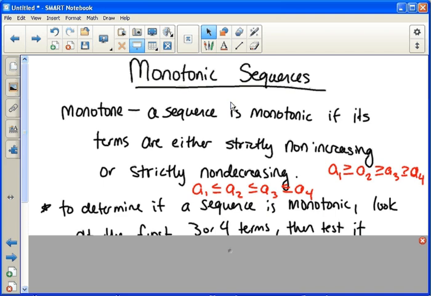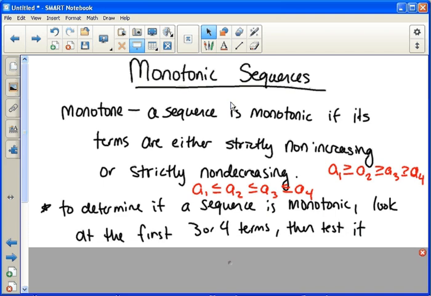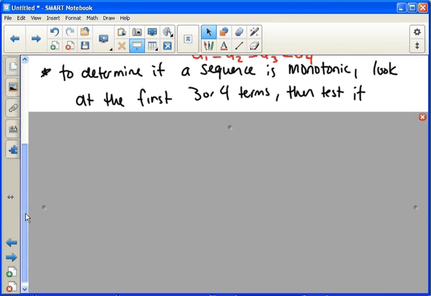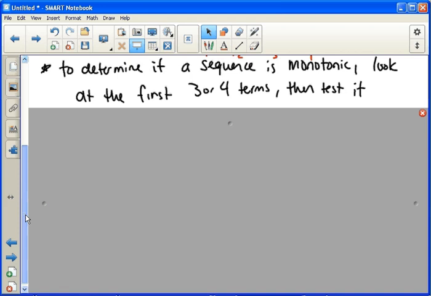To determine if a sequence is monotonic, you basically want to look at the first 3 or 4 terms, and then you're going to have to test it using an inequality. So let's look at some examples. But that's what needs to be done. You look at the first 3 or 4 terms, and then you test it using an inequality.